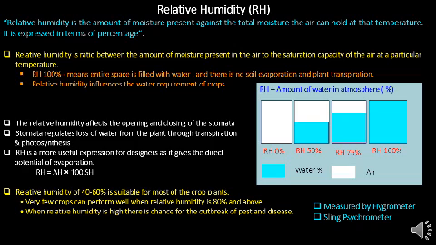Relative humidity of 40 to 60% is suitable for most of the crop plants. Very few crops can perform well when relative humidity is 80% and above, and when relative humidity is high, there is chance for the outbreak of pests and diseases. And relative humidity is measured by hygrometer or sling psychrometer.